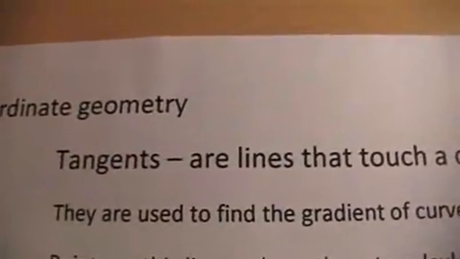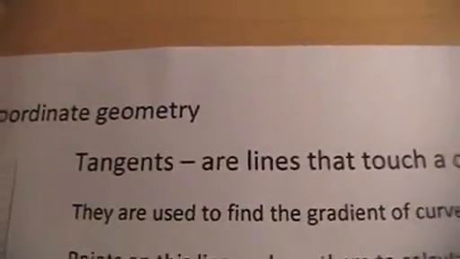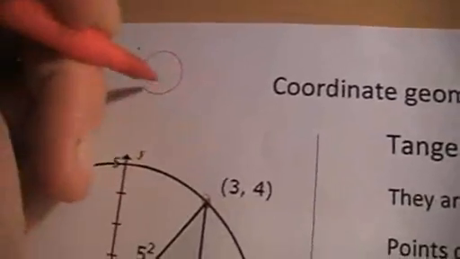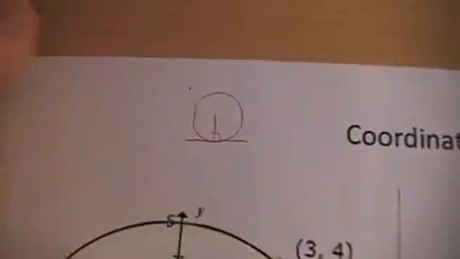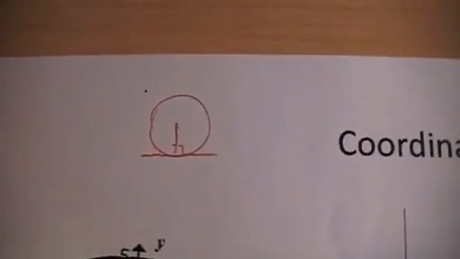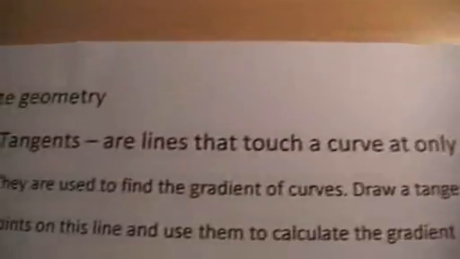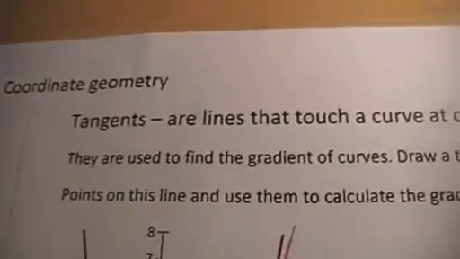Okay, tangents. Now tangents are linked. They often have tangents with circles, and you're drawing a tangent on a circle. Remember the rule for a circle and a radius, it's at 90 degrees to a tangent, from circle theorems. Okay, so tangents are lines that touch a curve at one point. And that's all they do, they just touch the curve at one point.